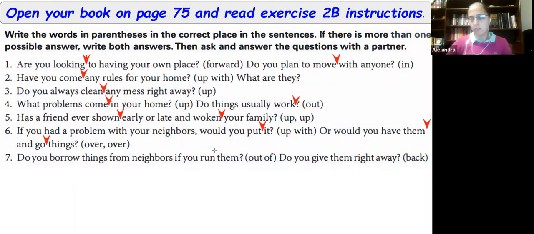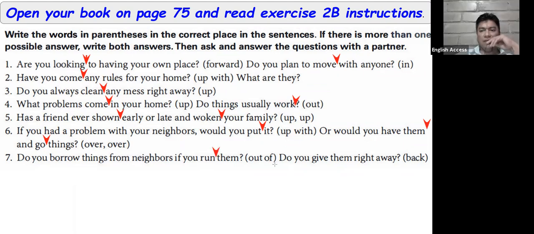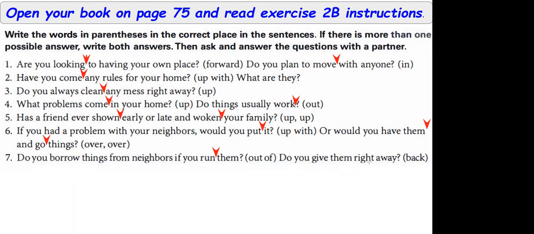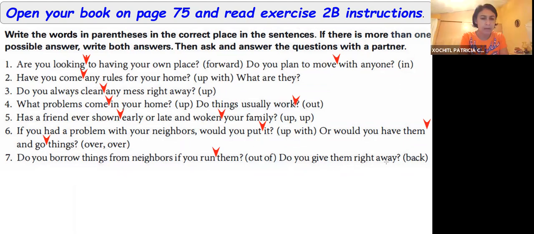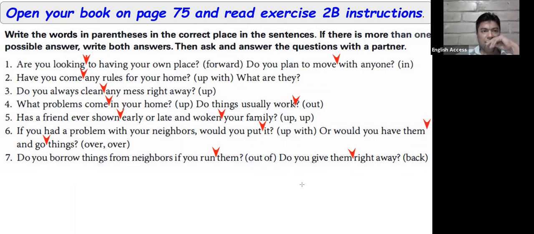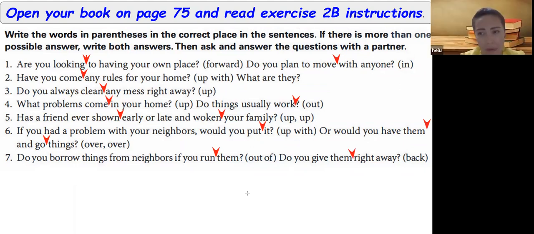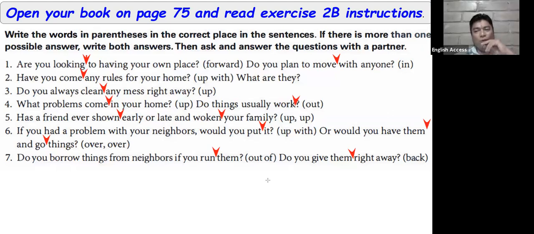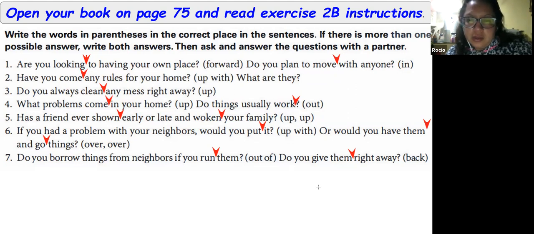Run out of. And do you give them back right away? Give them back right away. Is it possible to say give back them? No, not in that one. It has to be give them back, or give back the things, with the full form. Do you give back the things?